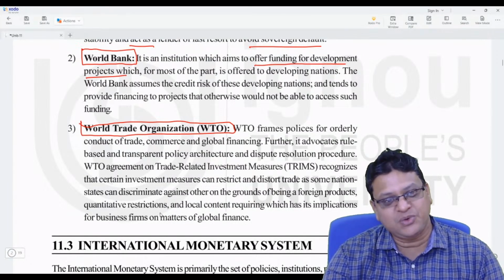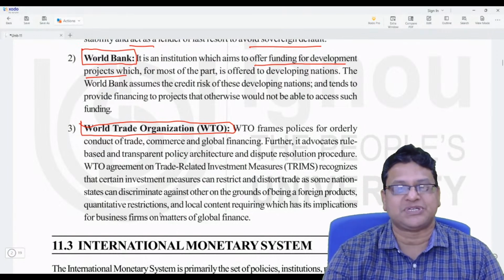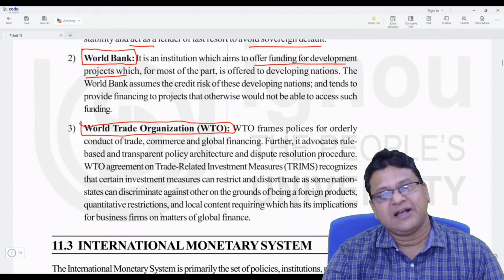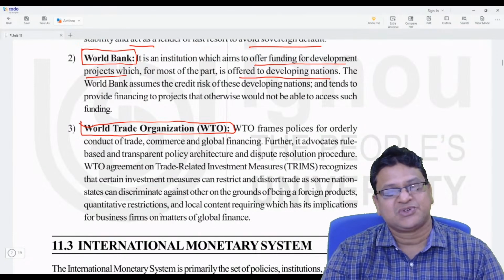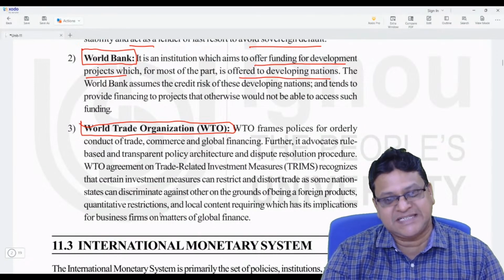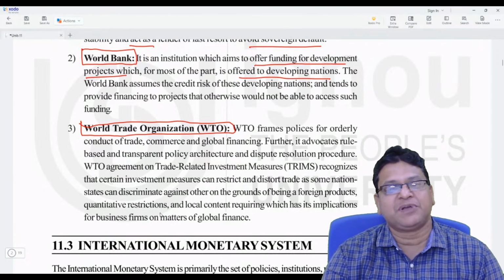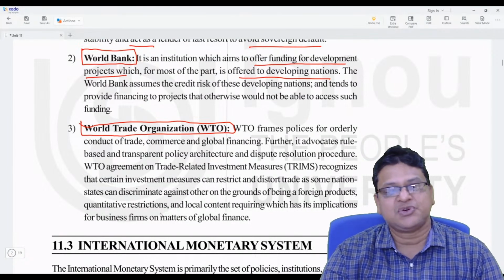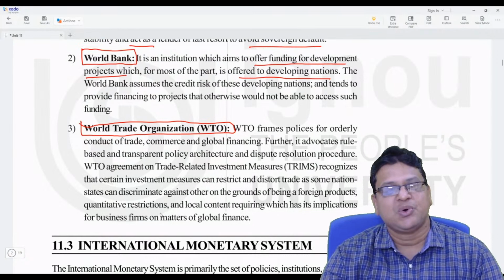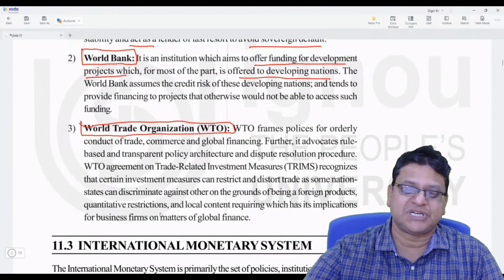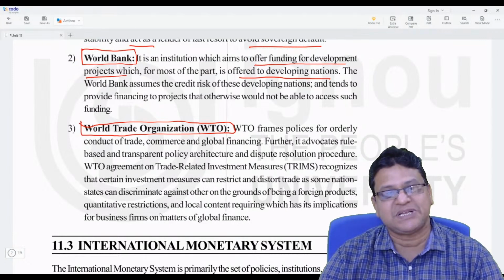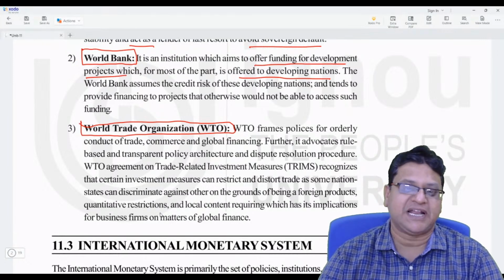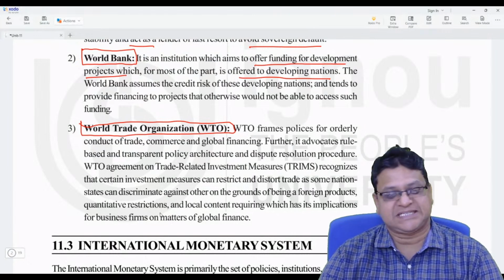World Bank provides loans for developmental projects, and the World Bank offers most of its loans to developing nations so that they can achieve development and become developed nations. So World Bank provides loans only for developmental projects, but IMF provides loans to those countries which are facing balance of payment crisis or BOP crisis.